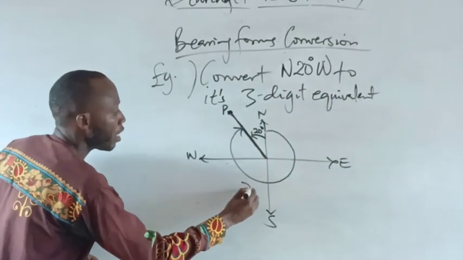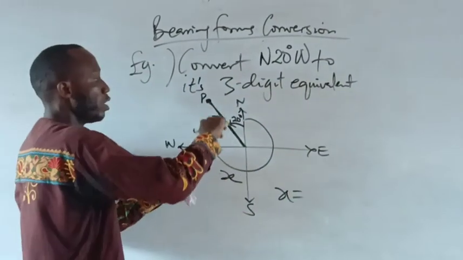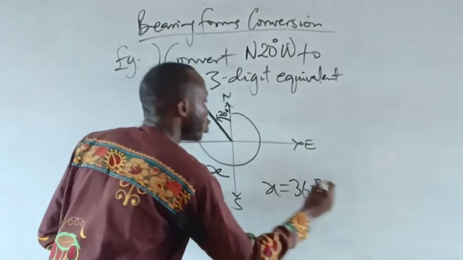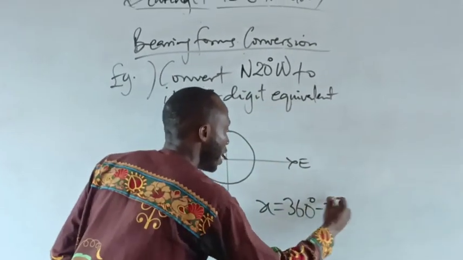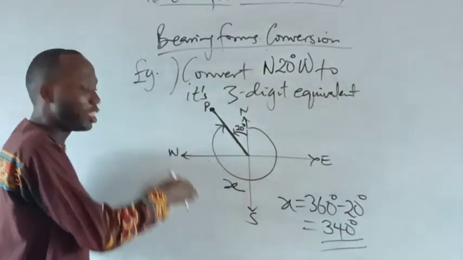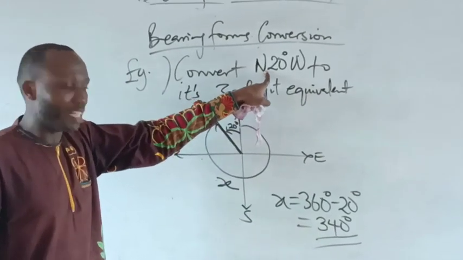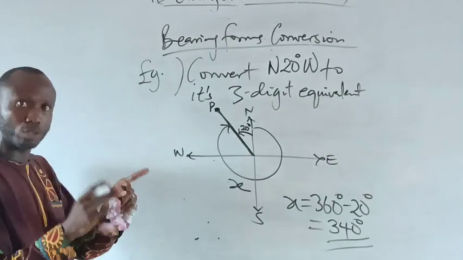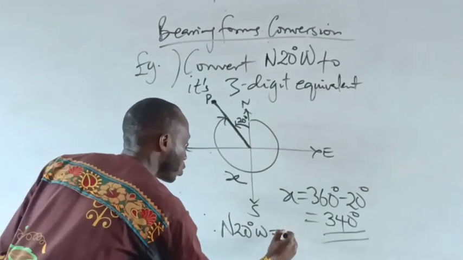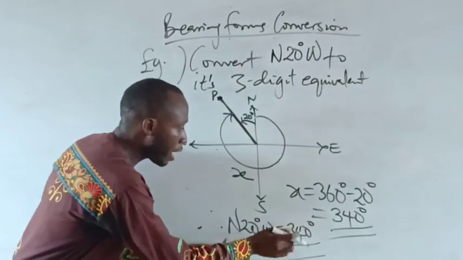So I'll call it x. So what is x? X is equal to, if the full circle is 360, what you do is you subtract this 20 from it and you get 340, and you get your 3-digit form. So this is the 3-digit form of this cardinal form. So I can make a bold statement and say, therefore, north 20 degrees west is equal to 340 degrees. Yes, they are equal and equivalent.